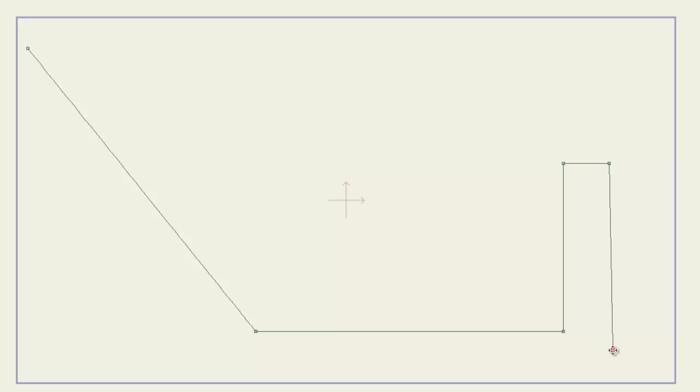And starting near the top, I'll click and drag to create a line like this, and then a straight line, and then a vertical line. And then I'll loop around here to finish off the object.